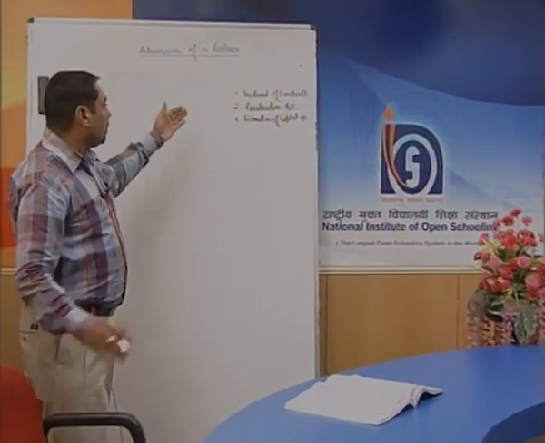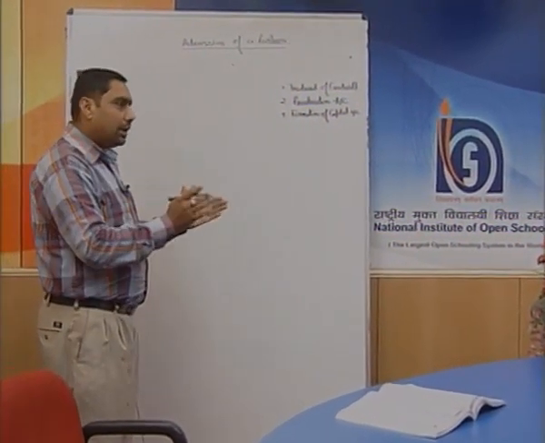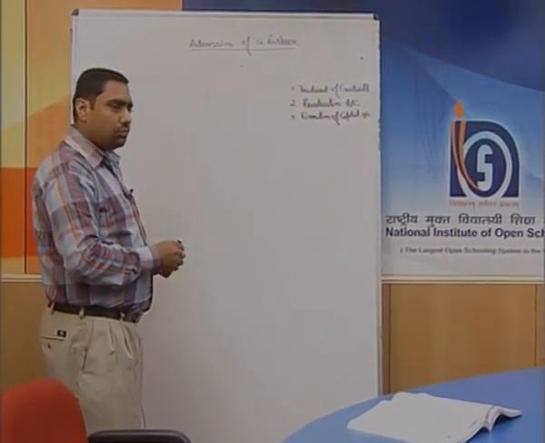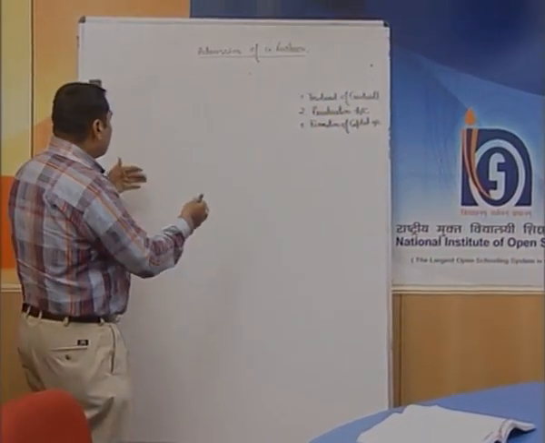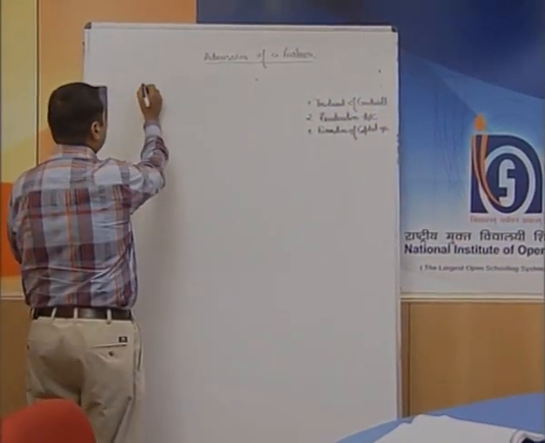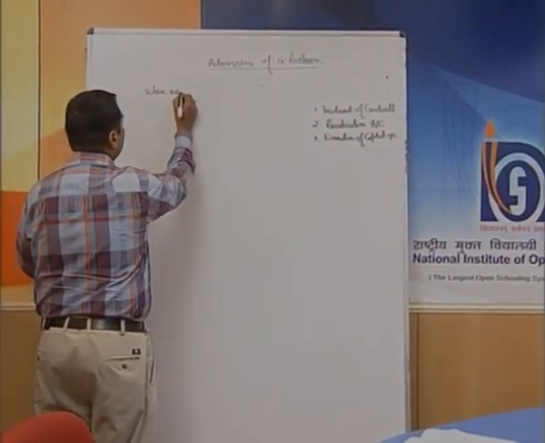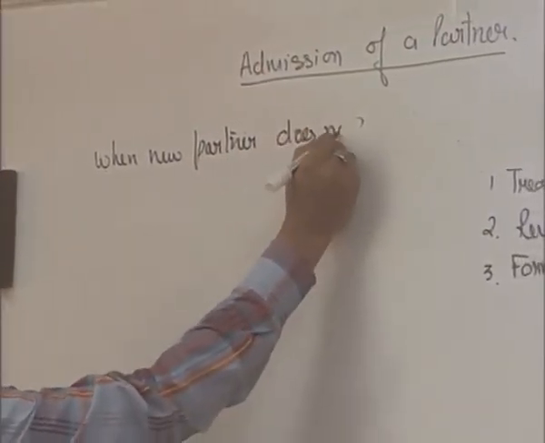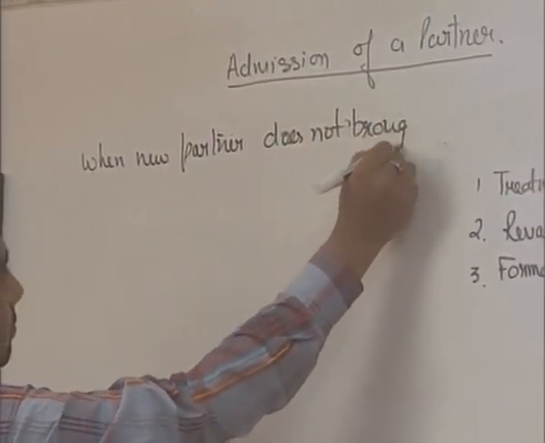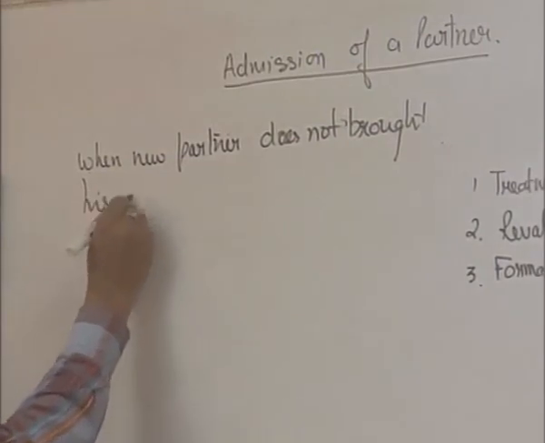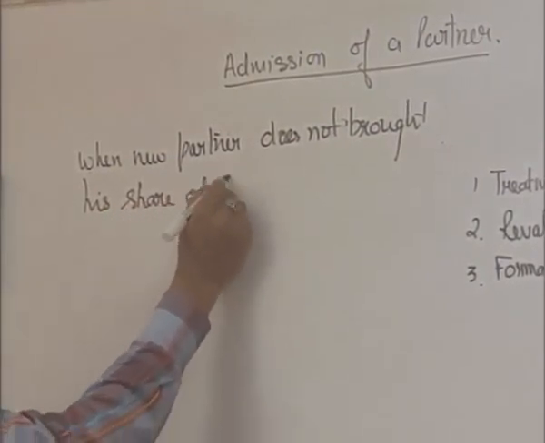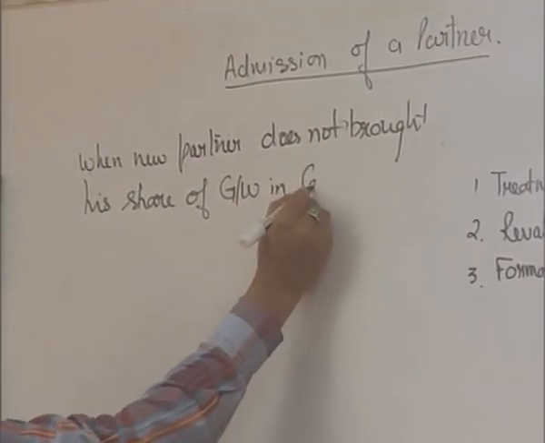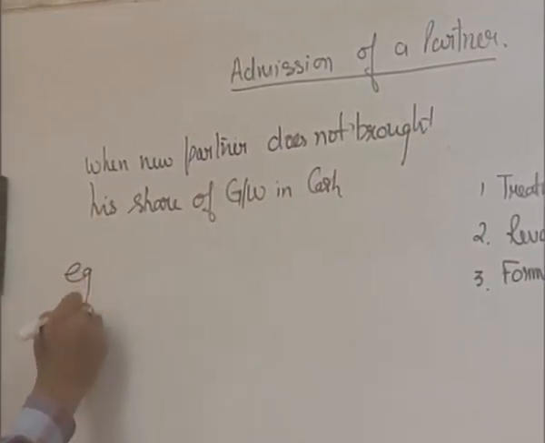We have already discussed the treatment of goodwill. One is when the goodwill account appears in the firm, what will be the treatment, and second, when a new partner brings his share of goodwill in cash, what will be the treatment. Now we are going to come to another step, that is, when the new partner does not bring his share of goodwill in cash. We will take an example.